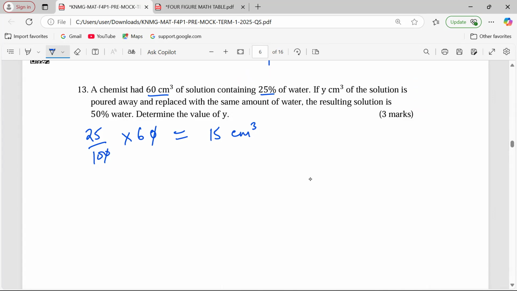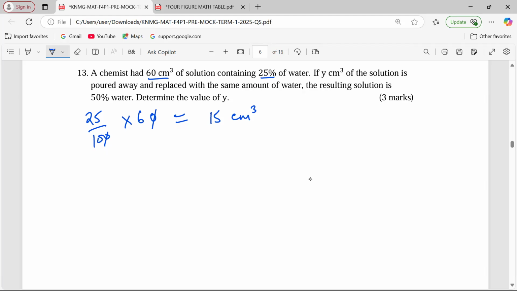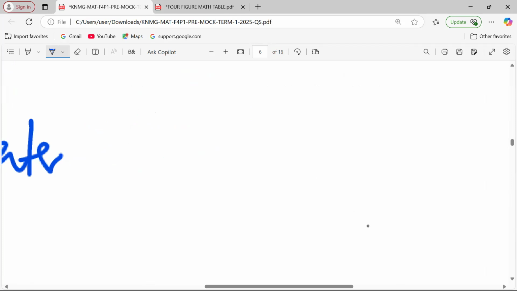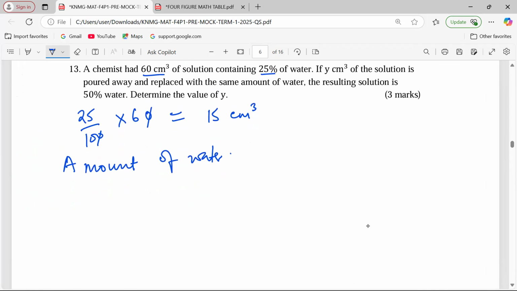After pouring out, pure water is going to be replaced. So how much water is being poured out? The amount of water which is going to be poured out shall be 25% of the Y cubic centimeters, so 0.25Y. That is the water poured out.